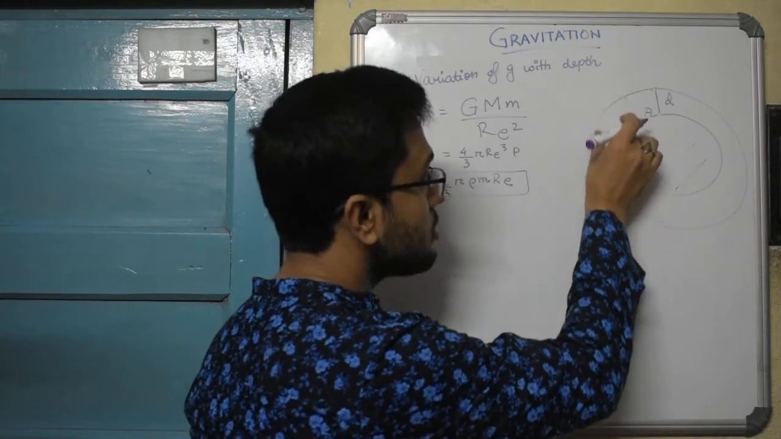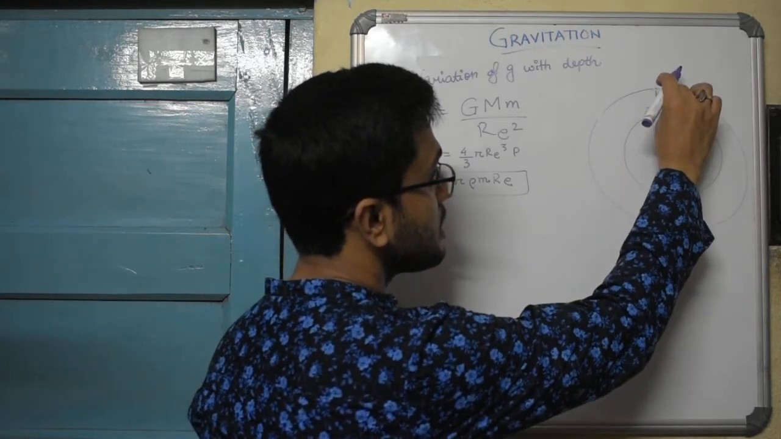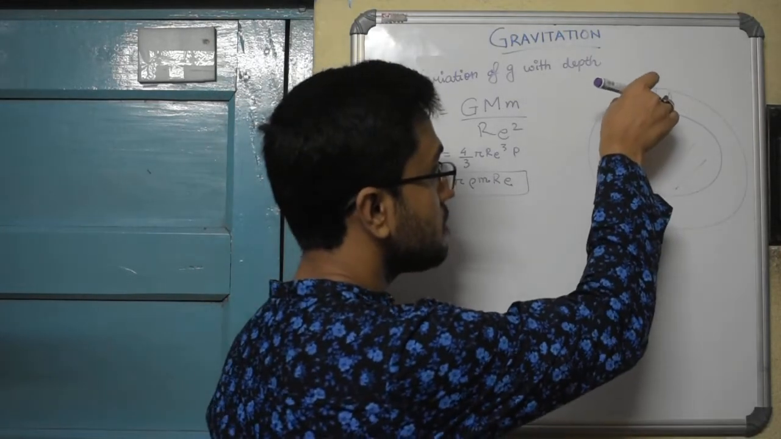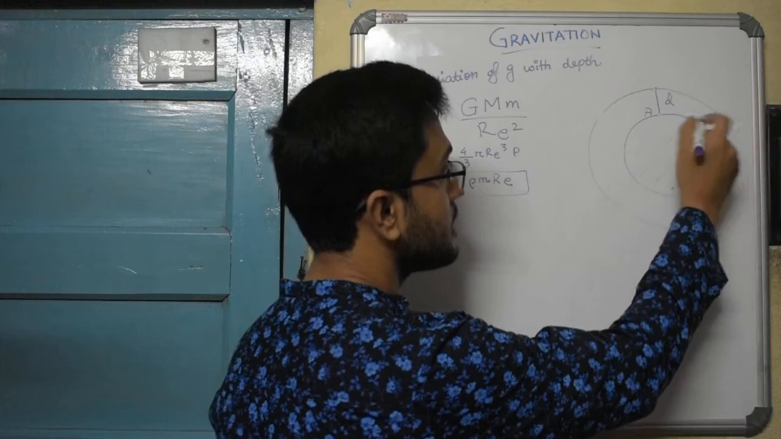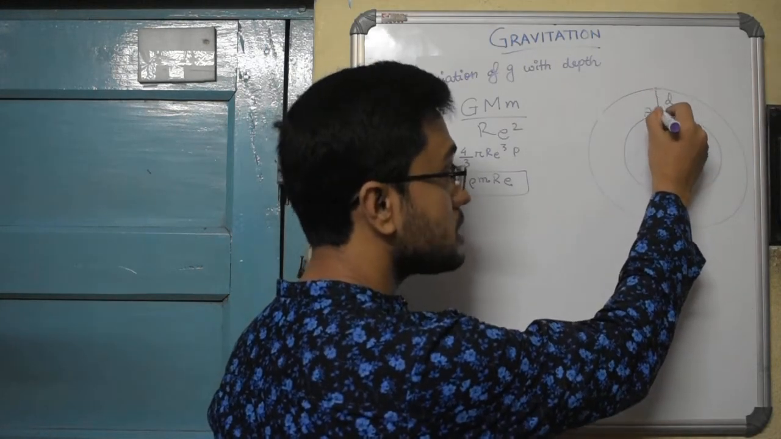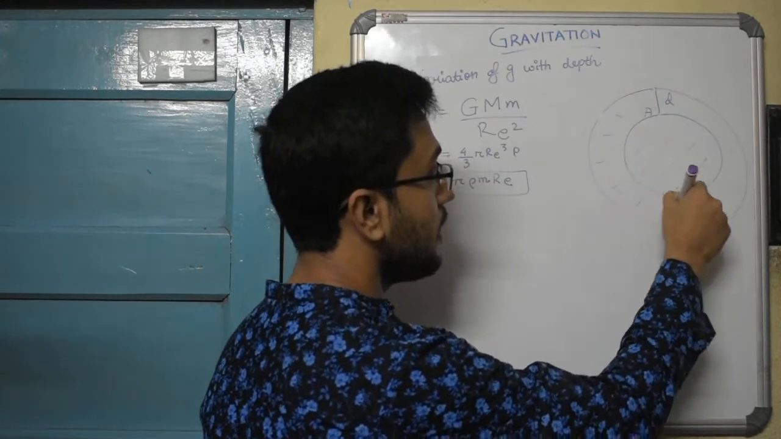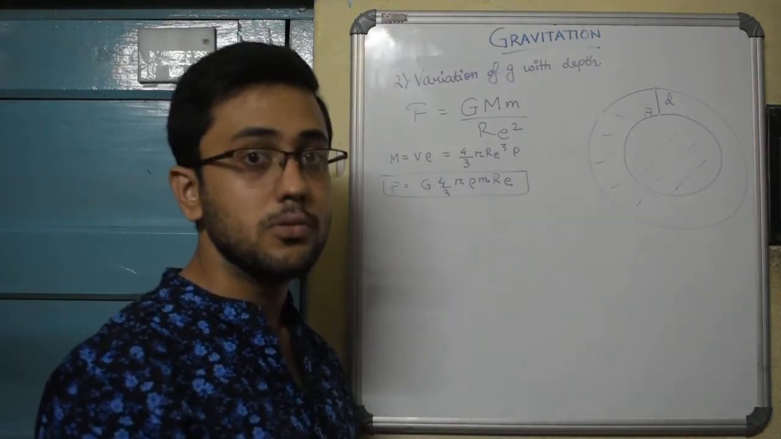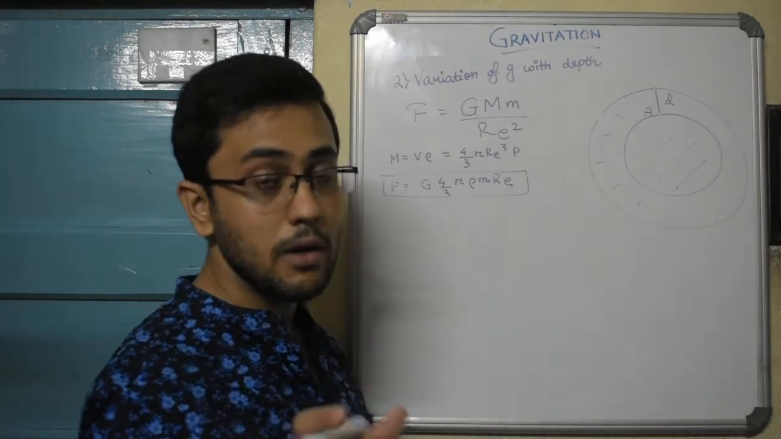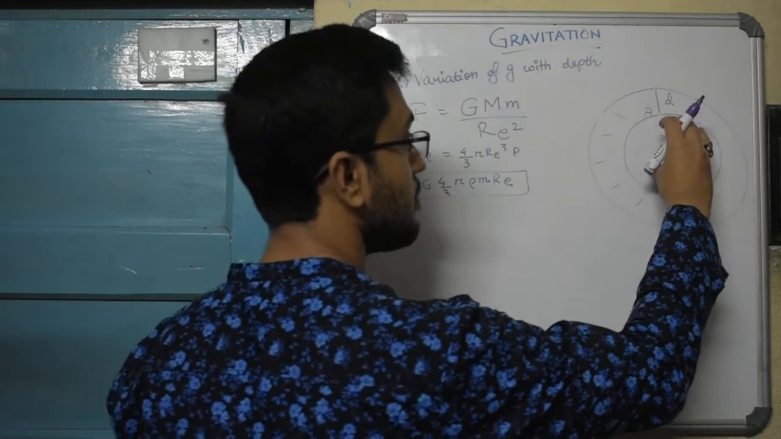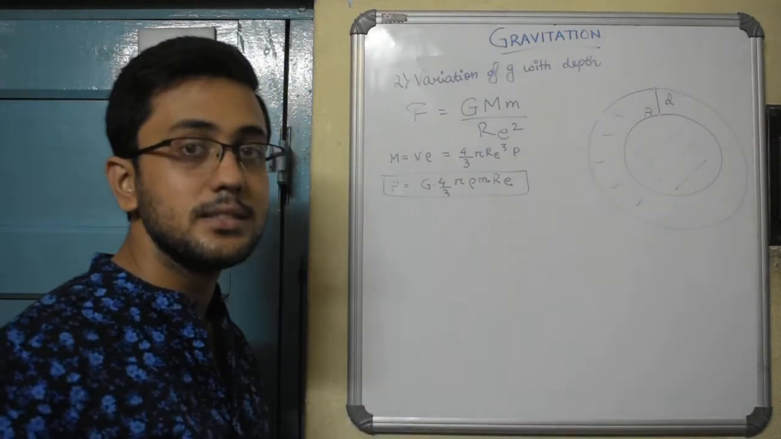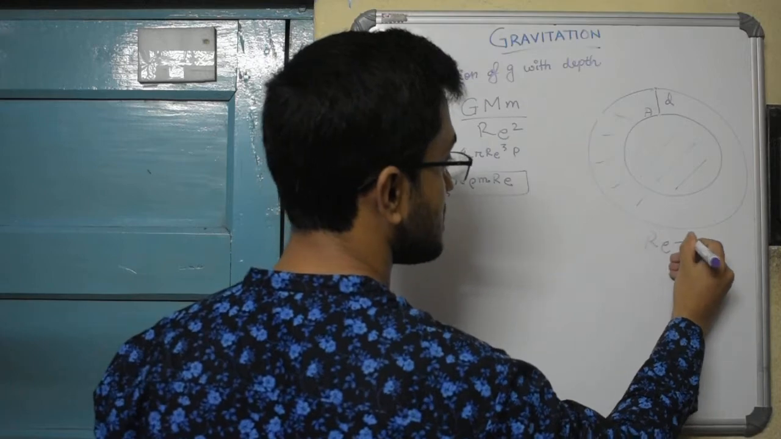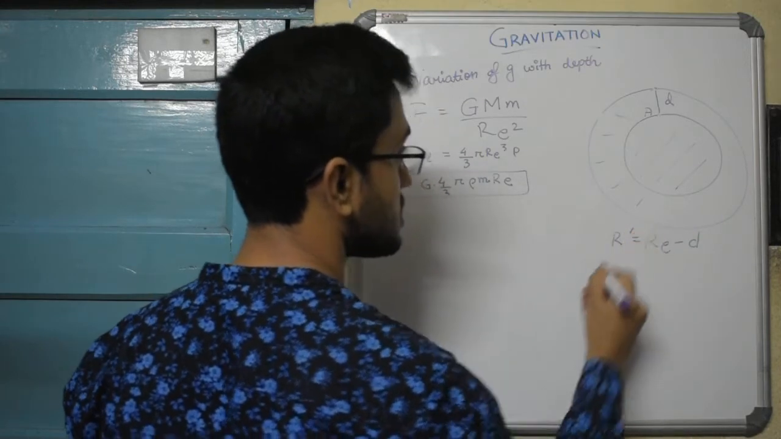The concentric shell which has got this thickness d will not have an effect on you, because the mass of this shell is above you, and you are below the shell. So whatever is the mass of that shell, it is not going to have an effect in terms of gravitational attraction on you. The only gravitational influence on you will be the mass of this particular inner sphere, which has got a radius of R_E, radius of Earth, minus d. This is the new radius R dash.